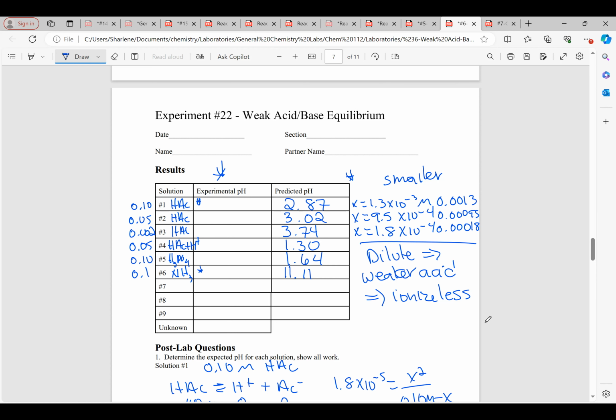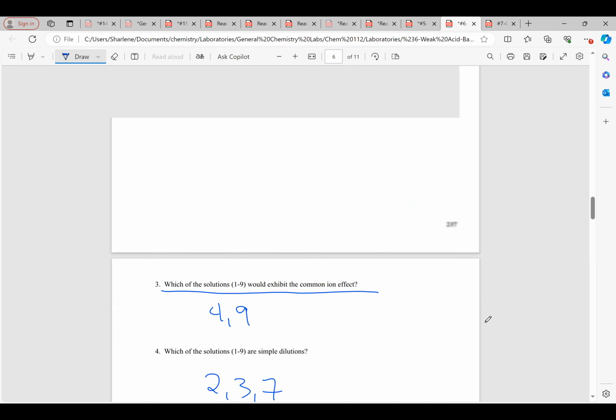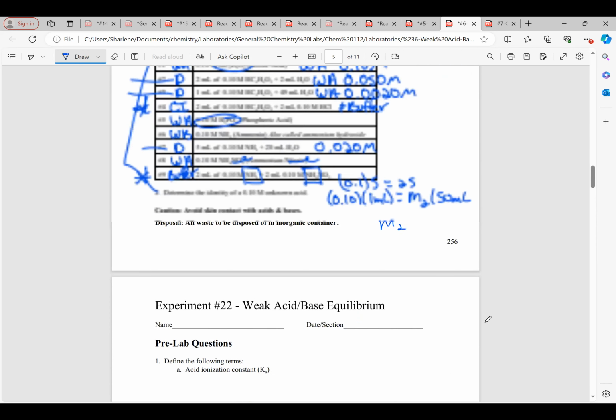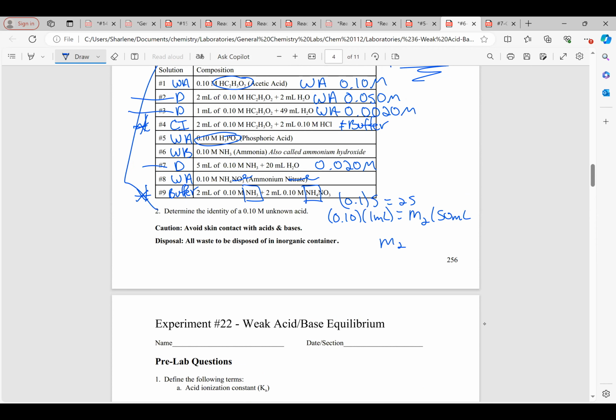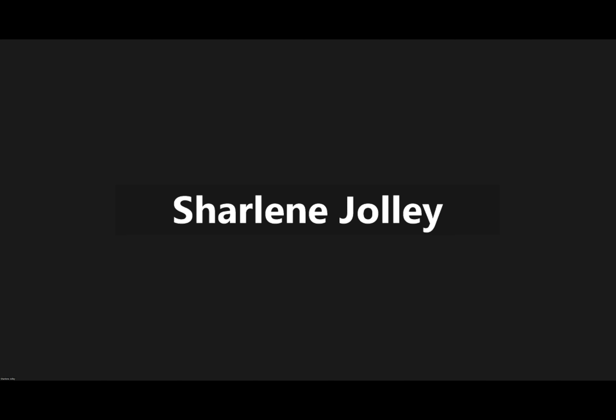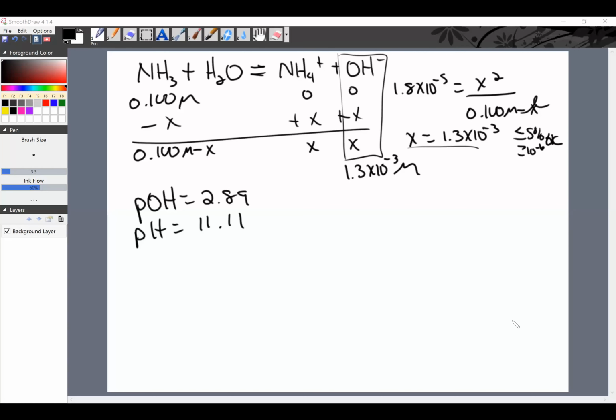Okay, so what is number 7? Number 7 is a dilution. So it's the ammonia with 0.02 molar instead of the 0.1. All right, so what is my purpose of making you do a dilution? I want you to see that the dilution should make it a weaker base, so the X should decrease. So the only difference is going to be my starting concentration right there.